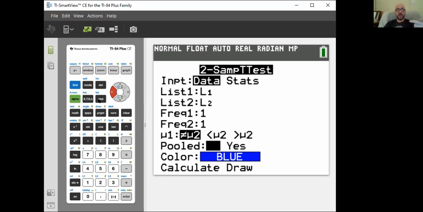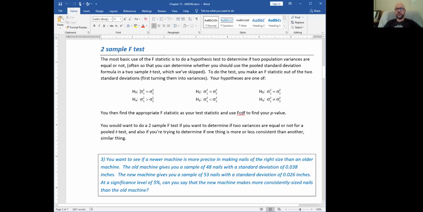So let's talk about that two-sample F test. What a two-sample F test does, as I mentioned a minute ago, is determine whether it's plausible to believe that two populations have the same standard deviation or not. So you can do that in 3 different ways. It's the same 3 as always, right? The null hypothesis is everything's equal. And the alternative hypothesis is one of them is bigger or smaller than the other one, or they're just not equal to each other.